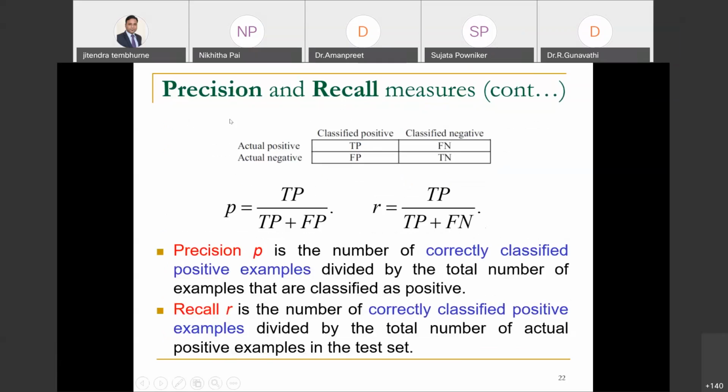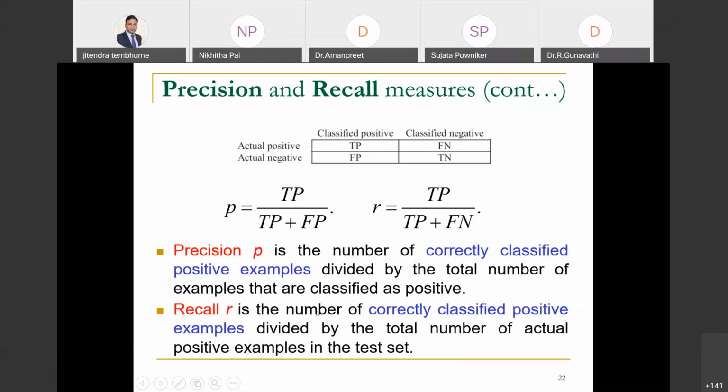Moving further, the precision and recall are like this. Precision takes the true positives, correctly classified, divided by TP plus FP, all the positives, whether they are true positives or false positives. This is going to give the precision. So this statement says that precision is the number of correctly classified positive examples divided by the total number of examples that are classified positive, including false positives and true positives.